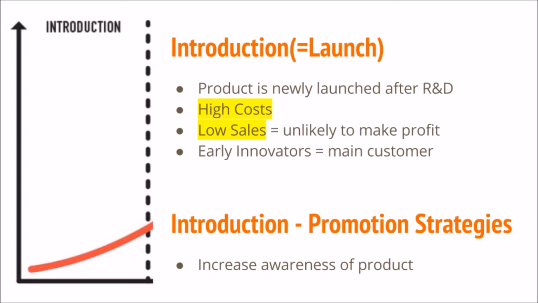During this stage, the sales and profit are very low, and the firms would have development costs, distribution costs, and promotion costs to endure. Early innovators, who are the ones that have to buy the latest products, would be the main customers. To make sure the product can progress to the next stage and earn profit, companies should use promotion strategies to increase awareness of the product.